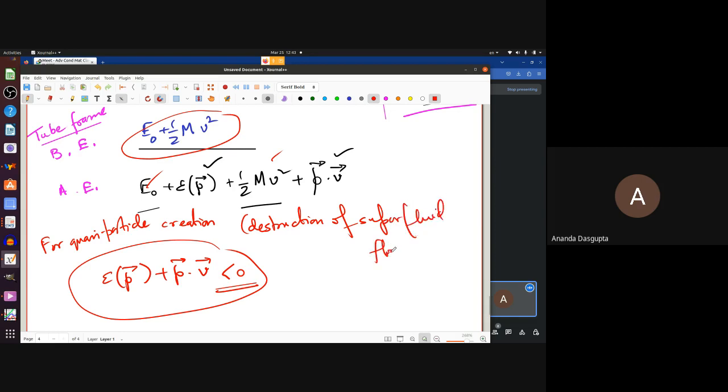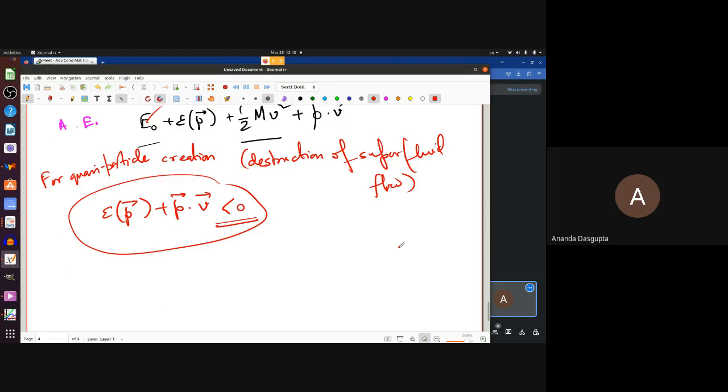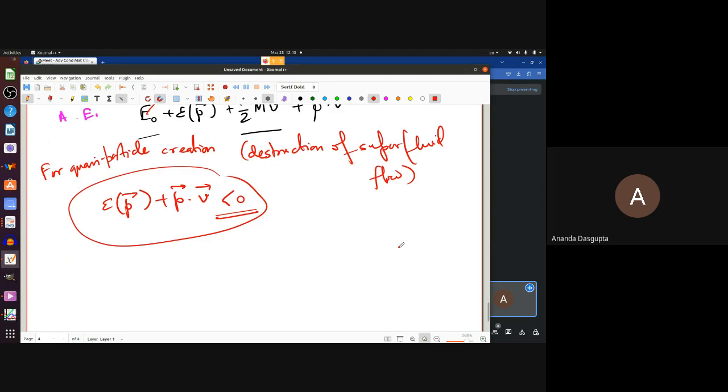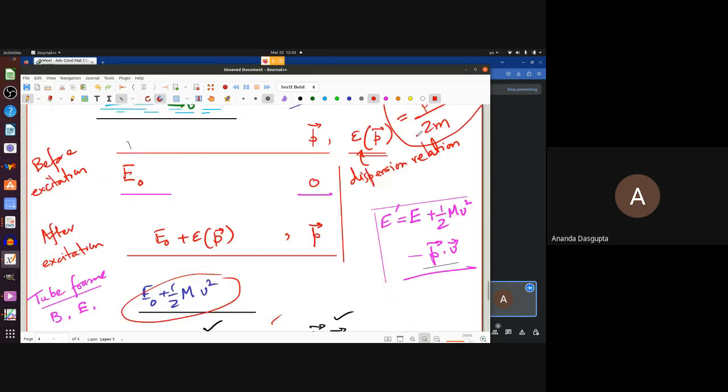If a quasi-particle is created, that is going to essentially lower the overall energy of the fluid and essentially damp out the motion, decrease the energy of flow. So this is a very simple argument, really. All that was needed was how energy transforms from one frame to another, just this law.